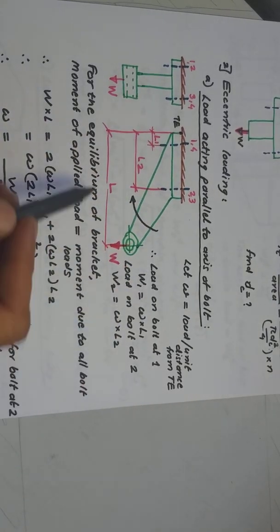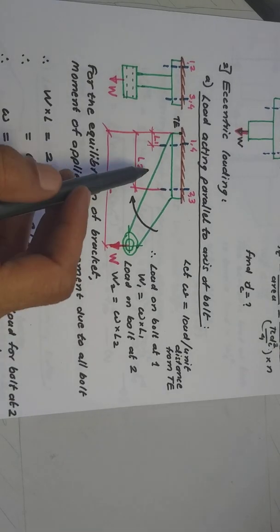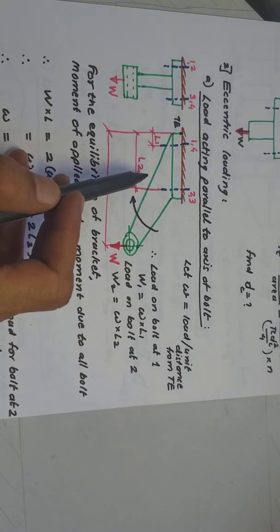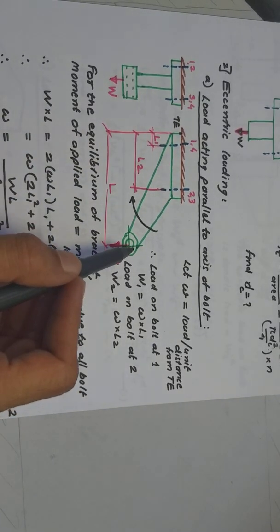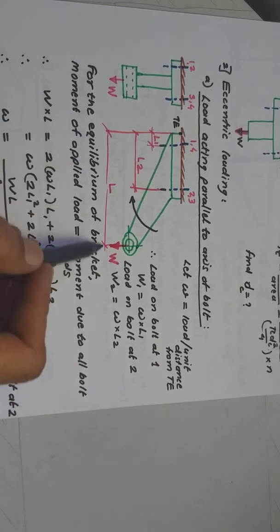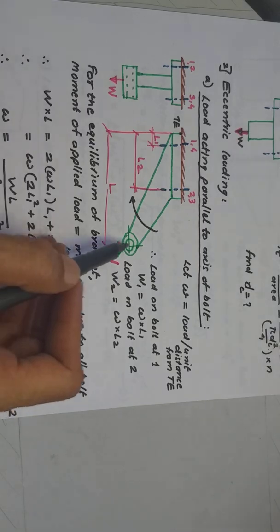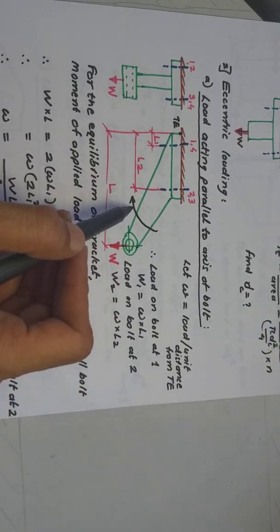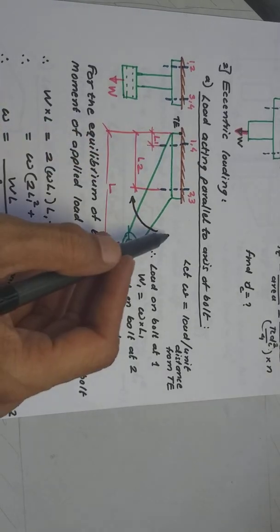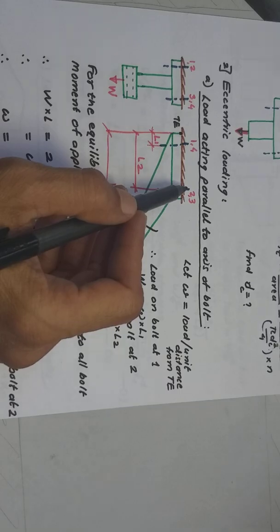Now having done this, let us see what happens. For the equilibrium of the bracket, that means for the bracket to remain in equilibrium, right now it is in equilibrium. Why is it in equilibrium? Because the load applied from outside, that is the capital W, at a distance of L from the tilting edge, is going to create a moment equal to W into L, and this moment is opposed by the moment created by the forces in the bolts. Why is the bracket not moving like this? Because all the 4 bolts are holding the bracket in position.